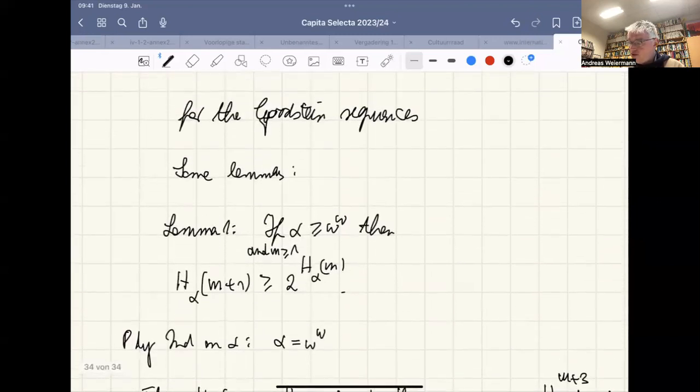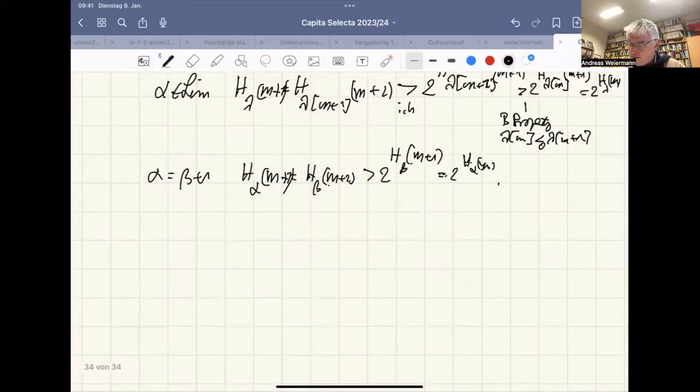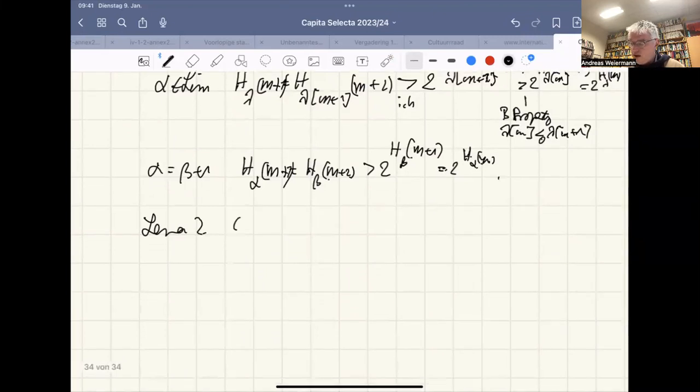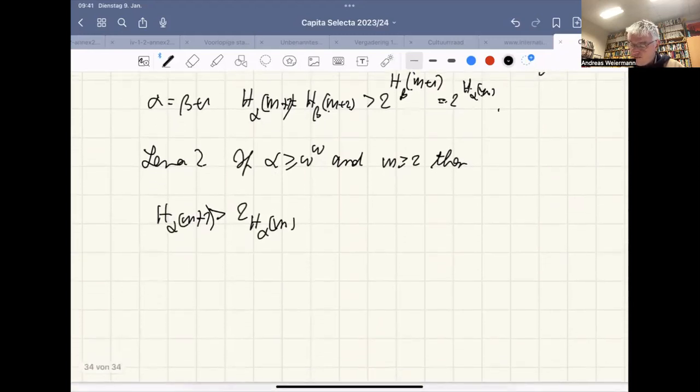And now, once we have this lemma, we can also make this stronger, namely Lemma 2. If alpha is at least as big as omega to the omega, and m is at least as big as 2, then h alpha of m plus 1 is bigger than 2 to the h alpha of m, that is, a tower of 2s of height h alpha of m. The proof is just the same.